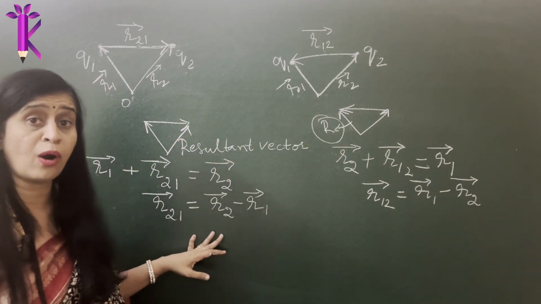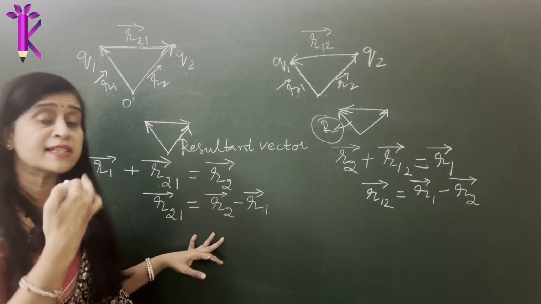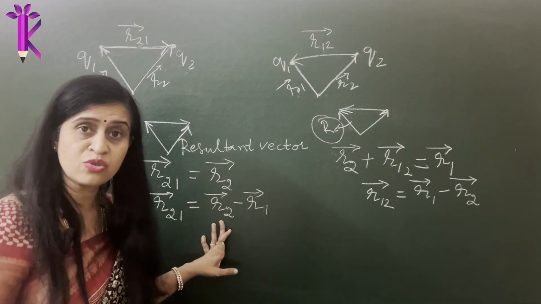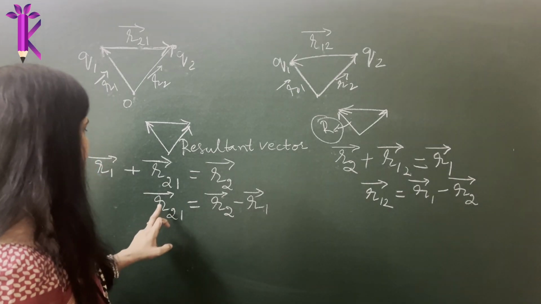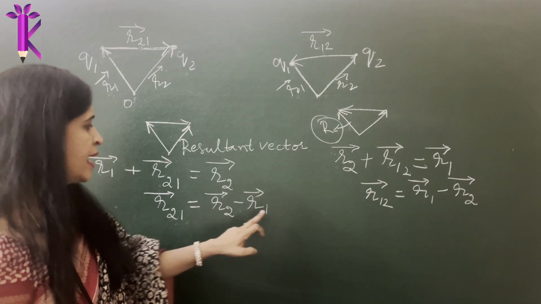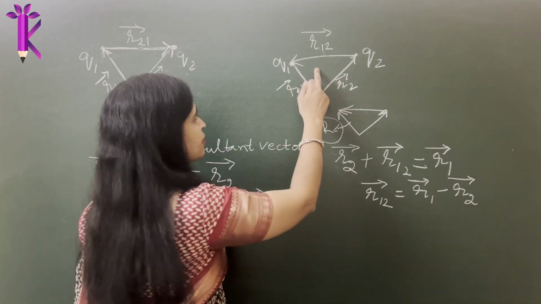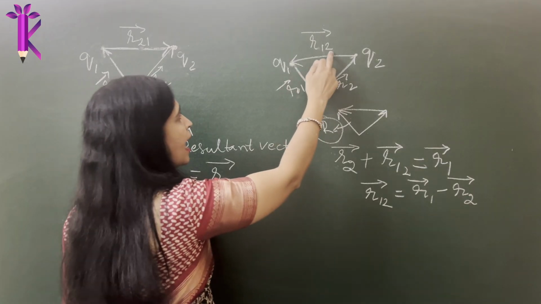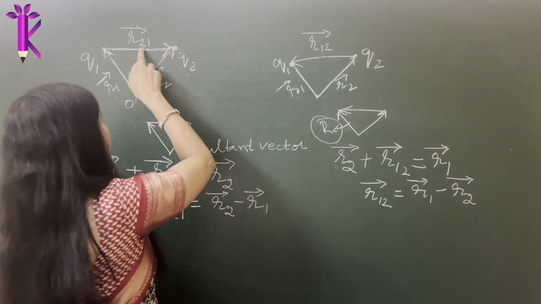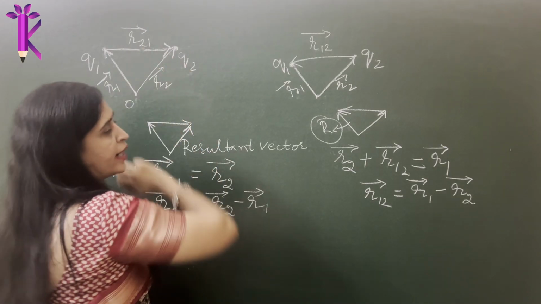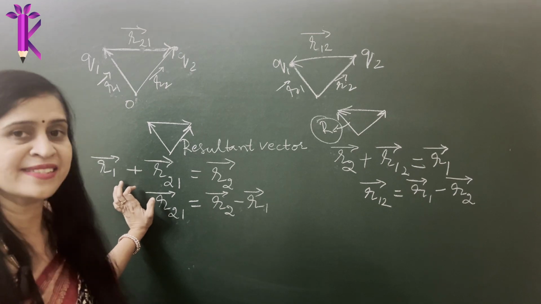These are very important. You will need them especially when we are solving problems in further classes, in electrostatics, also in scalars and vectors, and also in a lot of MCQs. So please remember, vector R21 is R2 minus R1, and R12 is R1 minus R2. When do you call it R12 and R21? You call it R12 when it is pointing towards 1 from 2. When it is pointing towards 2 from 1, you call it R21. I hope that part is clear.